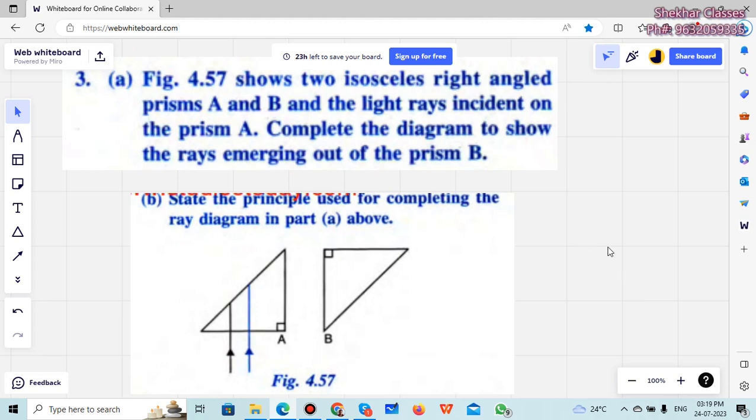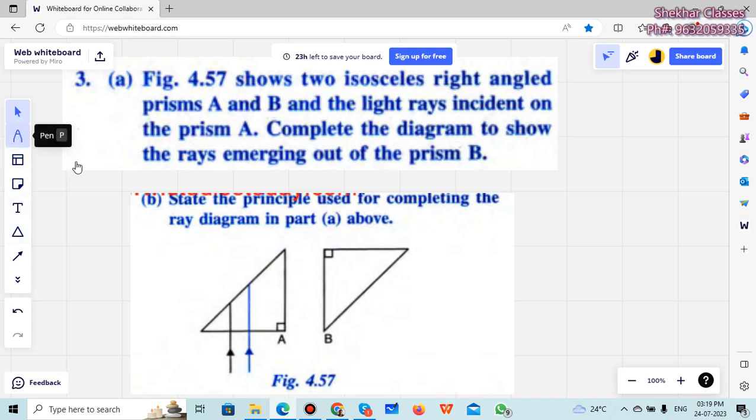The figure shows two isosceles right angled prisms, A and B, and a light ray incident on prism A. Complete the diagram to show the ray emerging out of prism B. State the principle used for completing the ray diagram in part A above.